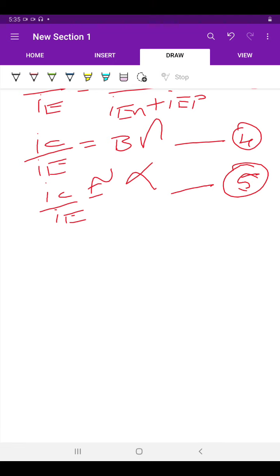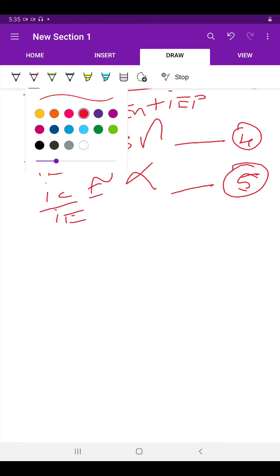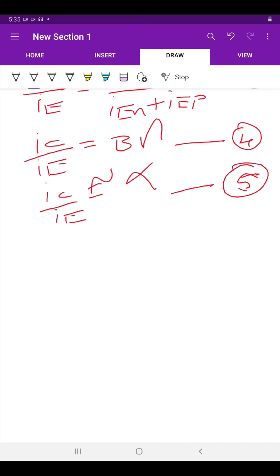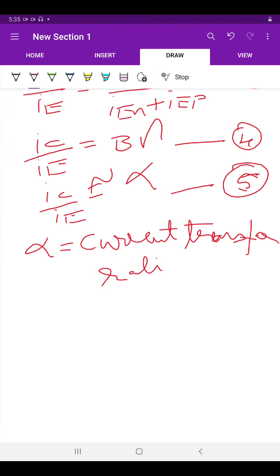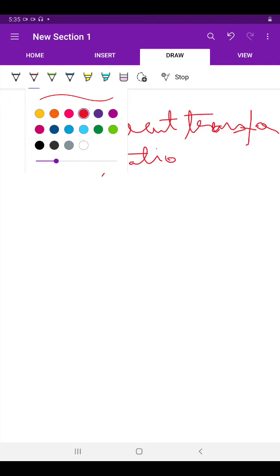So we have the relationship between the collector current and the emitter current. Alpha over here is nothing but the current transfer ratio. So this is the current transfer ratio. This represents the emitter to the collector current amplification. So IC by IE, which is nothing but the current transfer ratio, represents the emitter to collector current amplification.